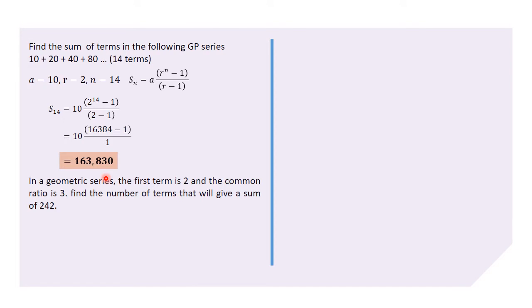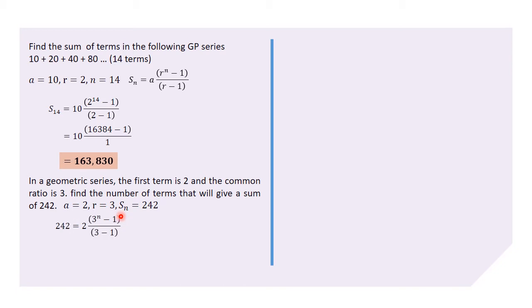Moving on to another example, we're told in a geometric series, the first term is 2, the common ratio is 3. Find the number of terms that will give a sum of 242. Again, we need to identify A. A is 2, the first term, and the common ratio is 3, so R is 3. This 242 is the sum of a number of terms, and we don't know how many they are.